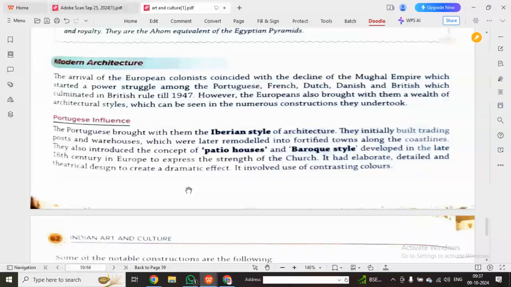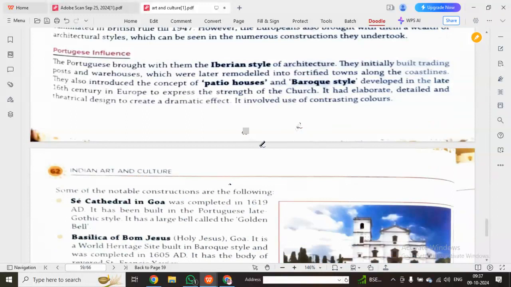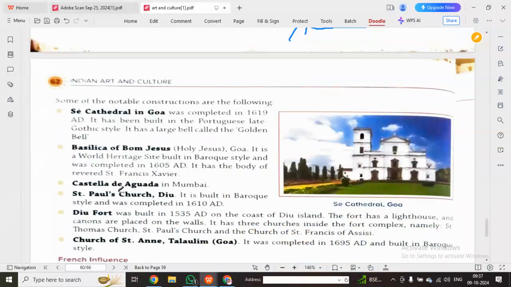They introduced the concept of patio houses and Baroque style, developed in the late 16th century in Europe to express the strength of the church. It had elaborate, detailed, and theatrical designs to create a dramatic effect. It involves contrasting colors. Basically, theatrical effect देने के लिए contrast color का एक technique use की गई.